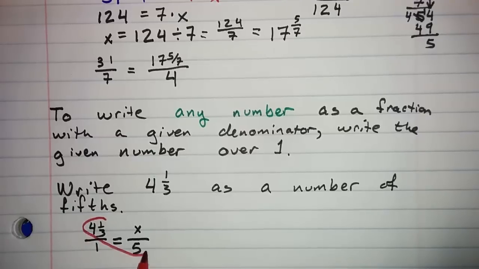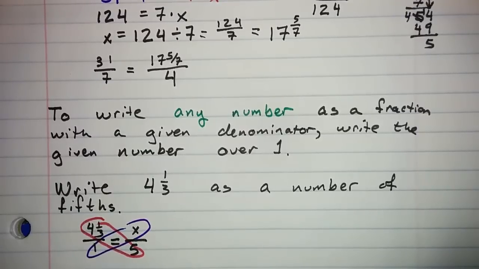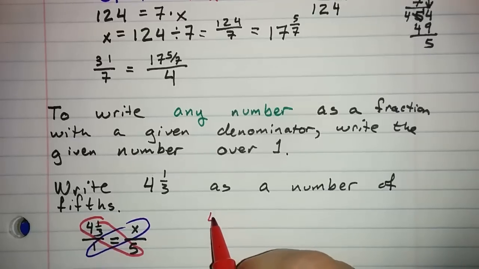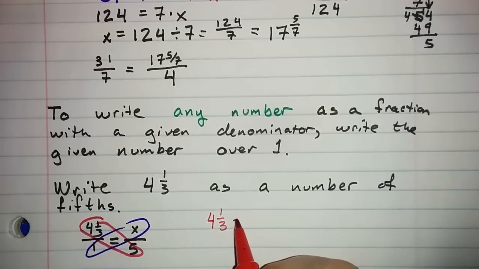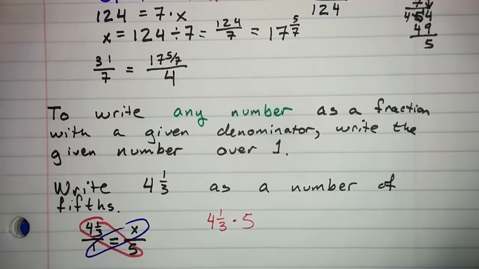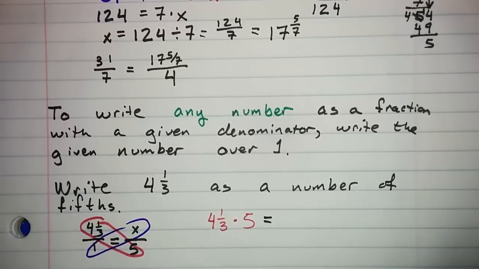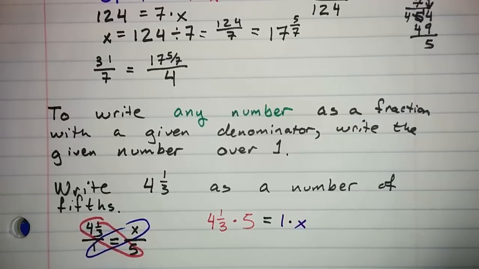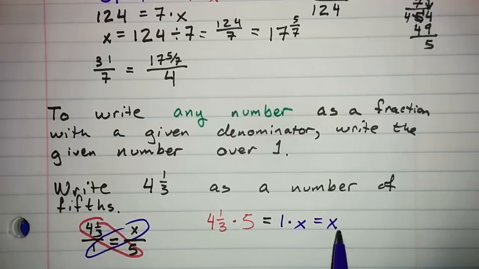Taking the cross products, we notice something that makes us really happy, right? If we're using this technique, well, one cross product is 4 1/3 times 5. That doesn't make us very happy. But the other cross product is just 1 times our unknown number. 1 times anything is just the thing itself. So one of our cross products, if we're using this technique, is going to be just our unknown number.